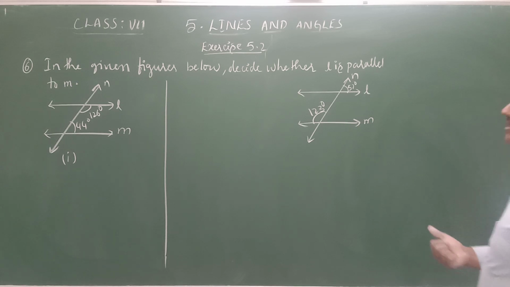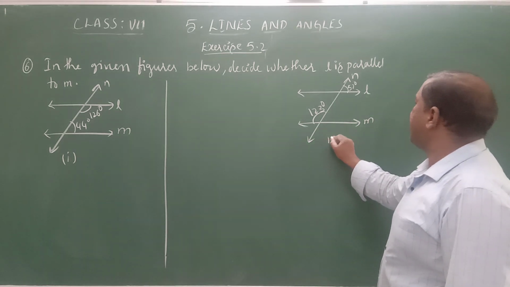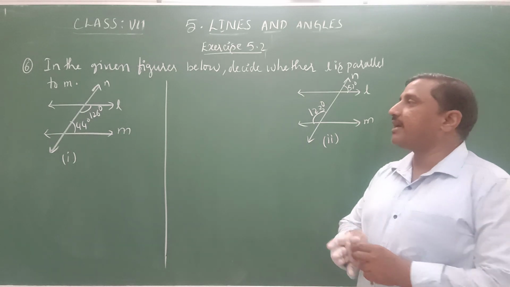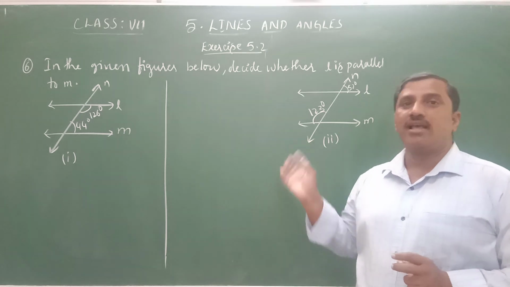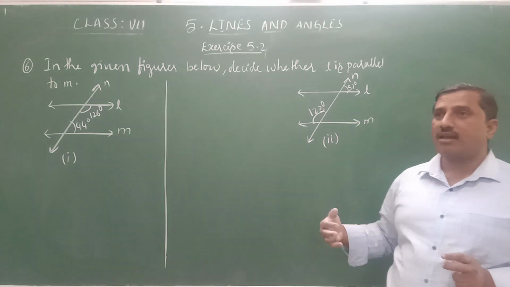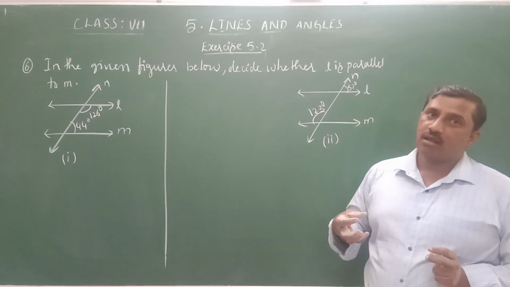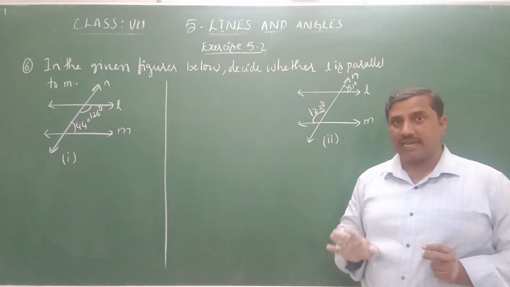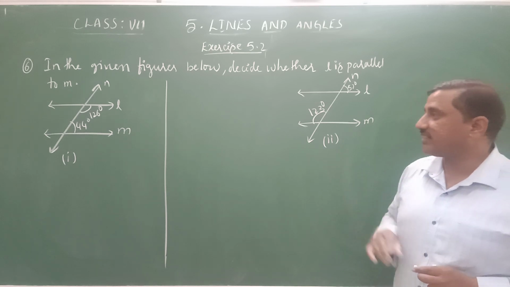Now we will discuss exercise number 5.2, 6th question. In the given figures below, decide whether L is parallel to M or not. When L and M are intersected by a transversal, if a pair of corresponding angles are equal, then they are parallel. Or if a pair of alternate interior angles are equal, they are parallel. Or if a pair of alternate exterior angles are equal, they are parallel. Or if a pair of interior angles on the same side of the transversal are supplementary, then they are parallel lines. Otherwise, they are not parallel lines. Now, you see the first question.